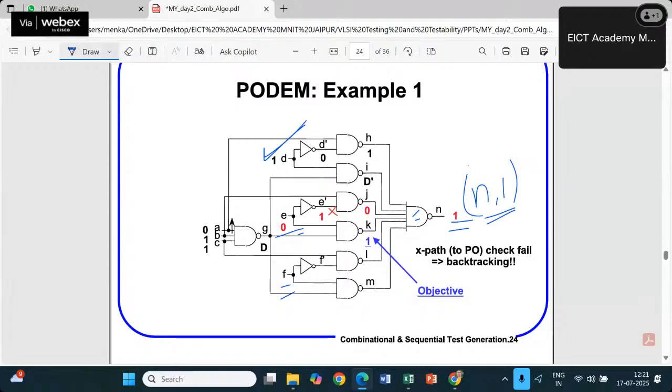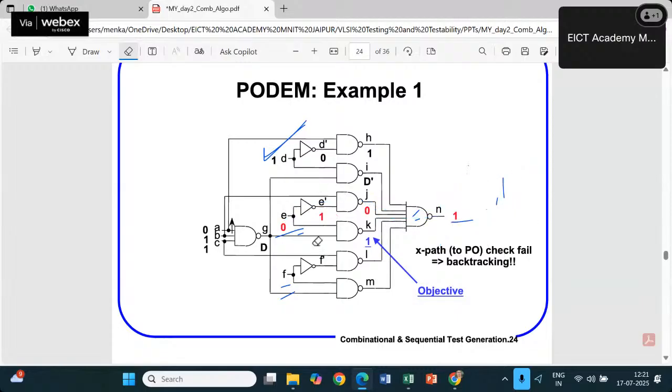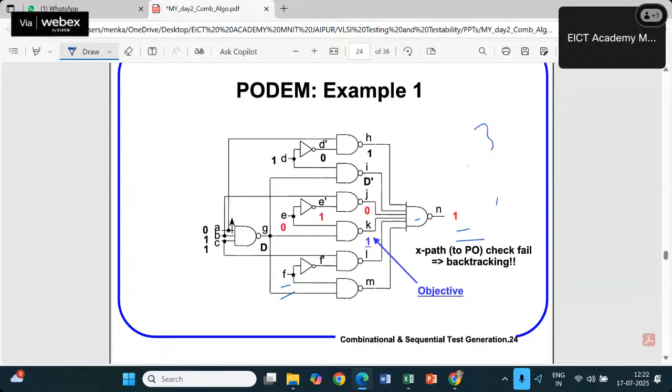There are two paths for E. We will backtrace from here, right? So you can take this as one path. How many inversions are there? Just calculate and let me know. If I am taking this path, how many inversions are there? 3. Very good. So what we are expecting at E? 0, right? 3 inversions, goal was 1. So 3 inversions are there. Goal was 1. 3 is odd number.